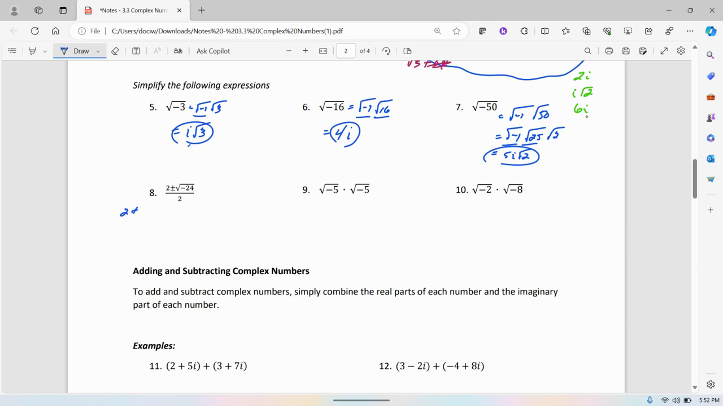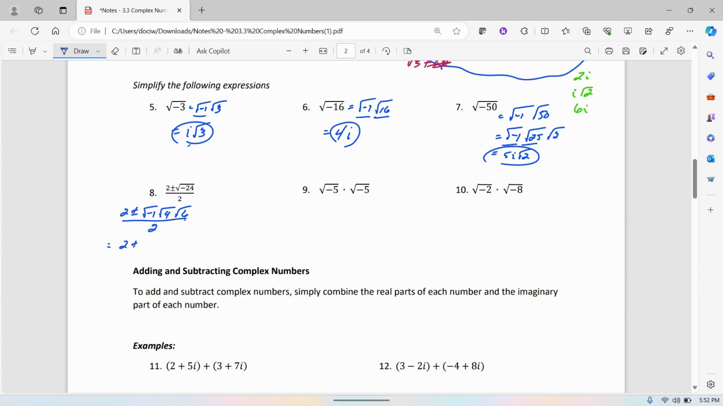So I have 2 plus or minus the square root of 24. The square root of 24 has negative 1, 4, and 6. I have the square root of negative 24, so I can factor that out as the square root of negative 1. Then 24, 4 times 6 is 24, so I can factor the 24 into 4 and 6. So I have the square root of 4 times the square root of 6, and this is all being divided by the 2.